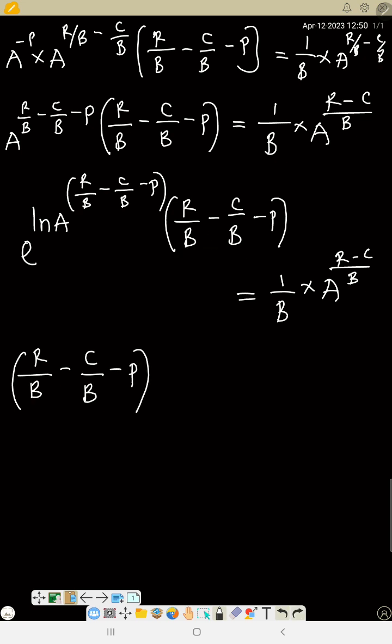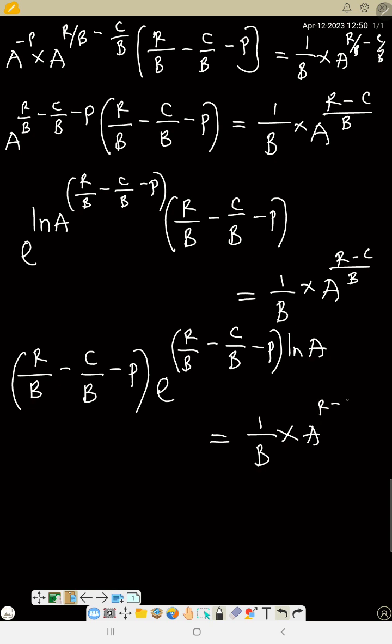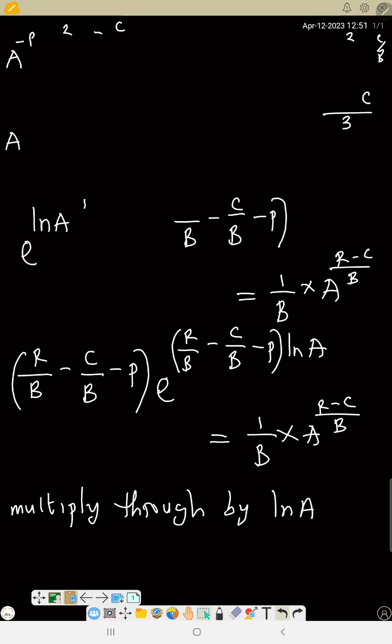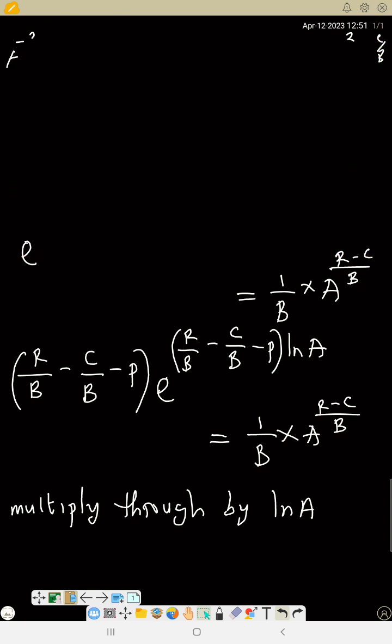So I'm writing this e raised to power r over b minus c over b minus p ln a, which equals 1 over b times a raised to power r minus c divided by b. So multiply through by ln a.